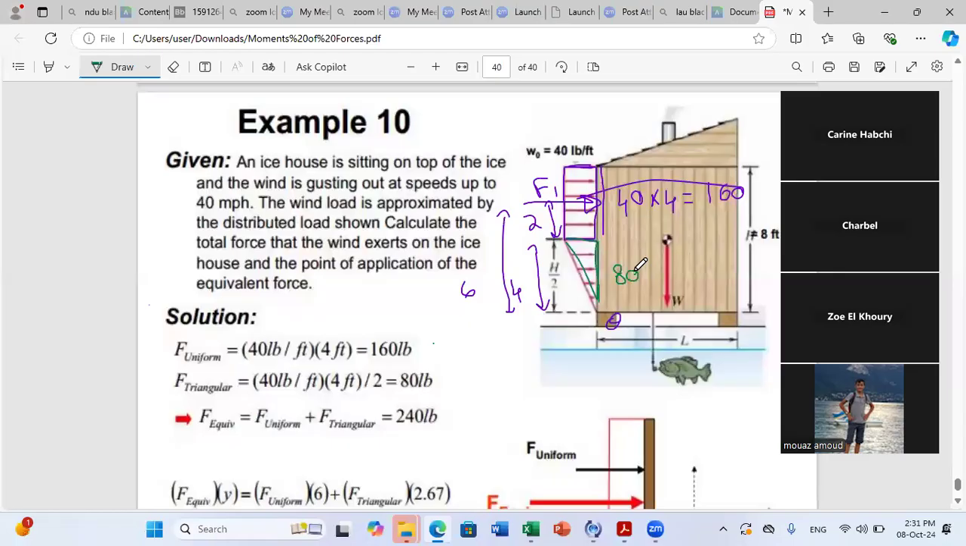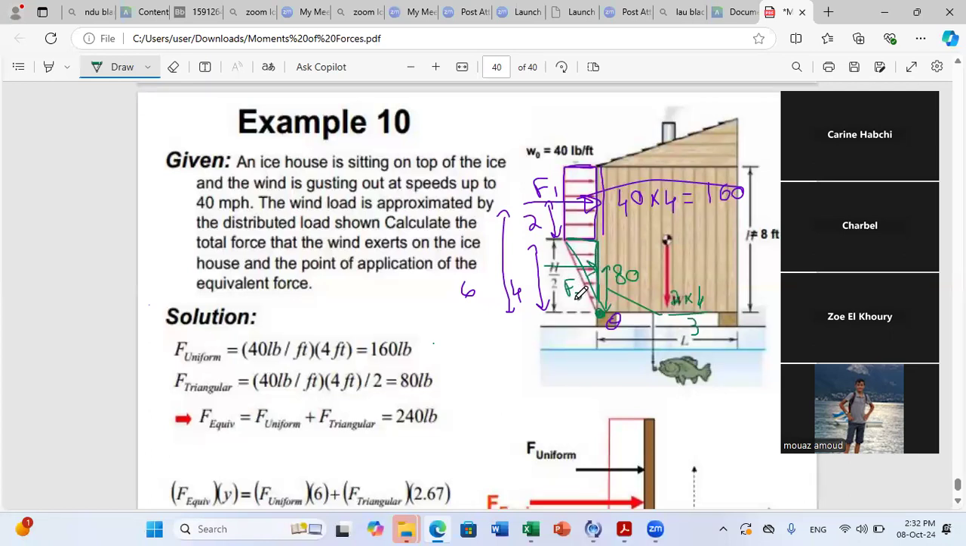Now, what about the point of application? It should also pass through the centroid of the triangle. We said that the centroid of the triangle is at 2/3 from this point and 1/3 from the base. So if I want the distance from O, I should move a distance of 2 times 4 over 3, which is 2/3 of 4. Okay? So now I can replace this triangular load by one force F2.